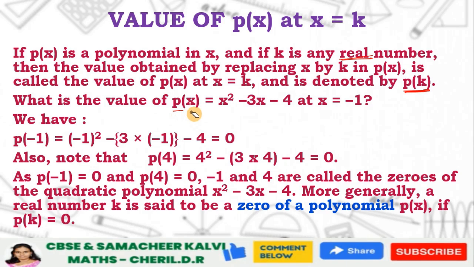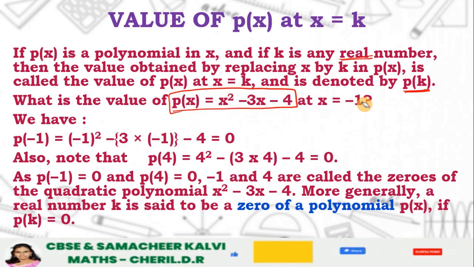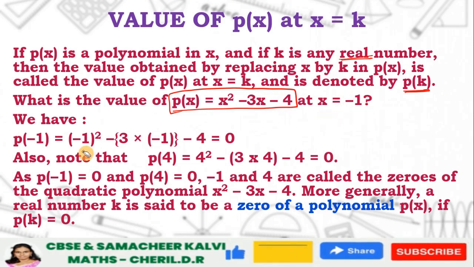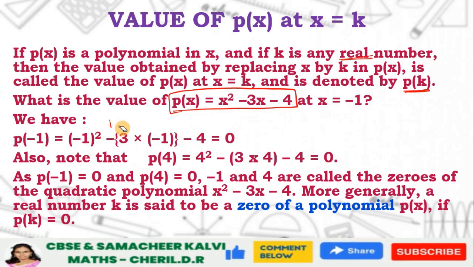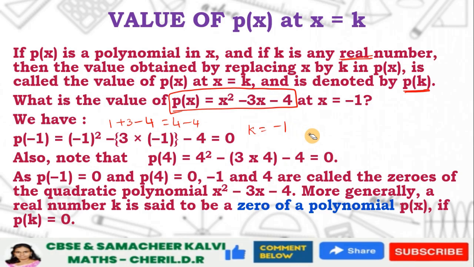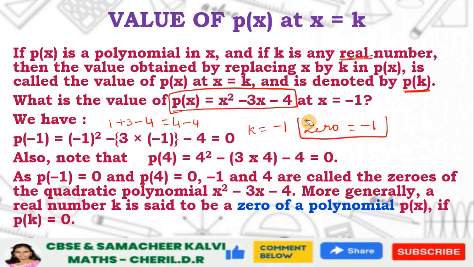Look here children. This is the example which we took there also, x square minus 3x minus 4. If we put minus 1, what will you get? Minus 1 the whole square, minus 3 into minus 1, minus 4. So what will it become now? Here it will be 1, minus 3 into minus 1 it will be plus 3, minus 4. So it will be 4 minus 4 where you have 0. Okay. So here this k value was what? Minus 1. So what is the 0 of the polynomial? It is going to be minus 1.